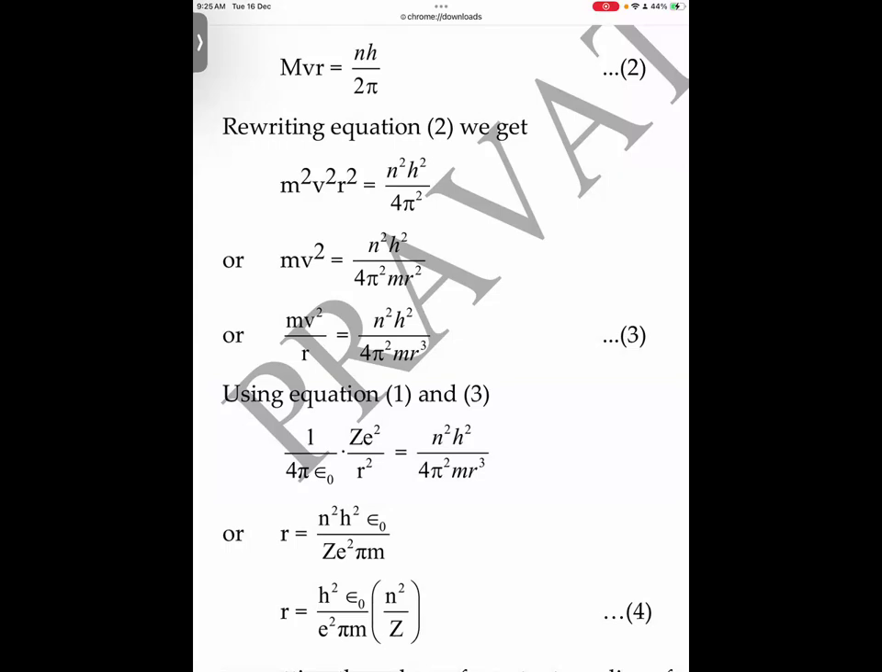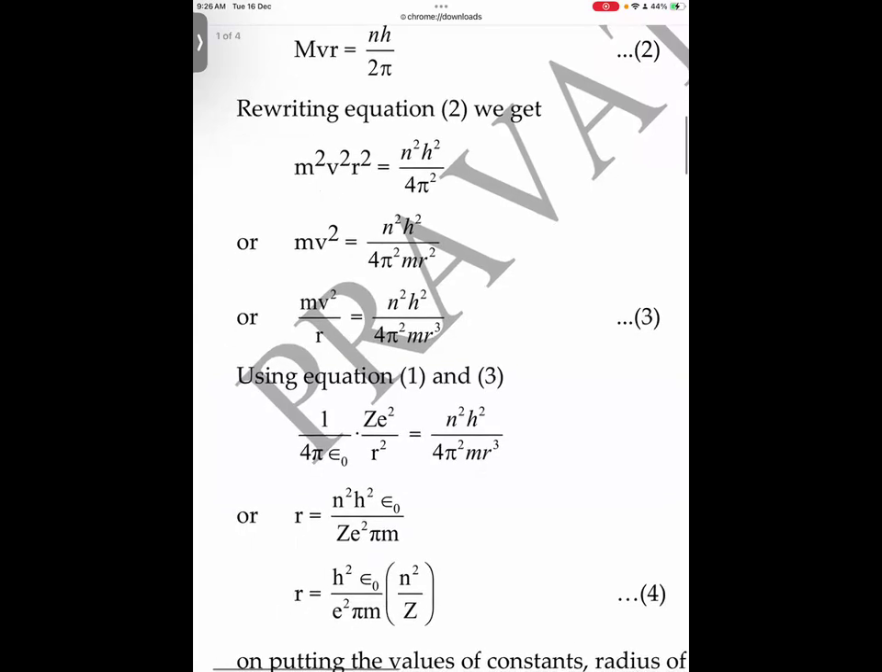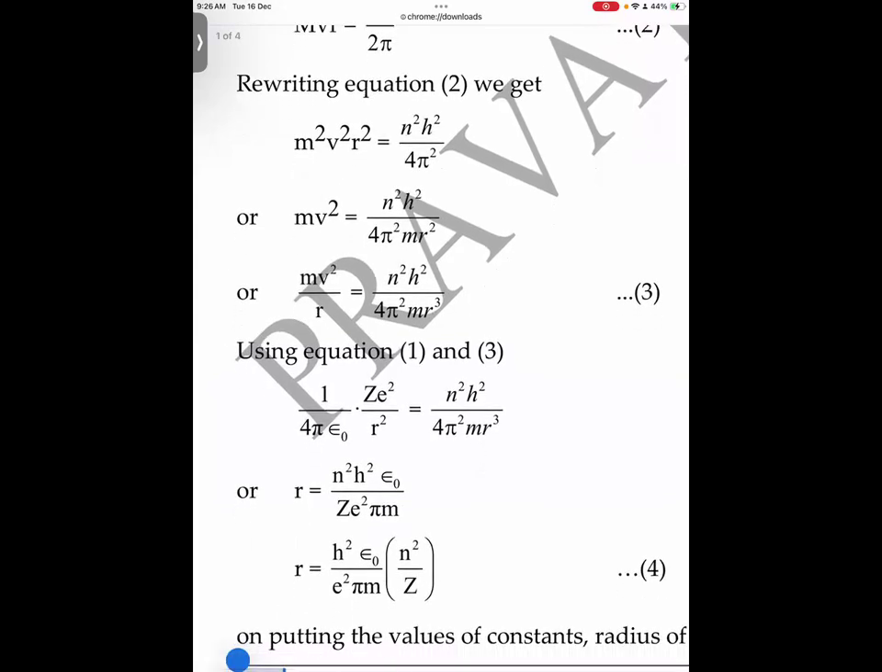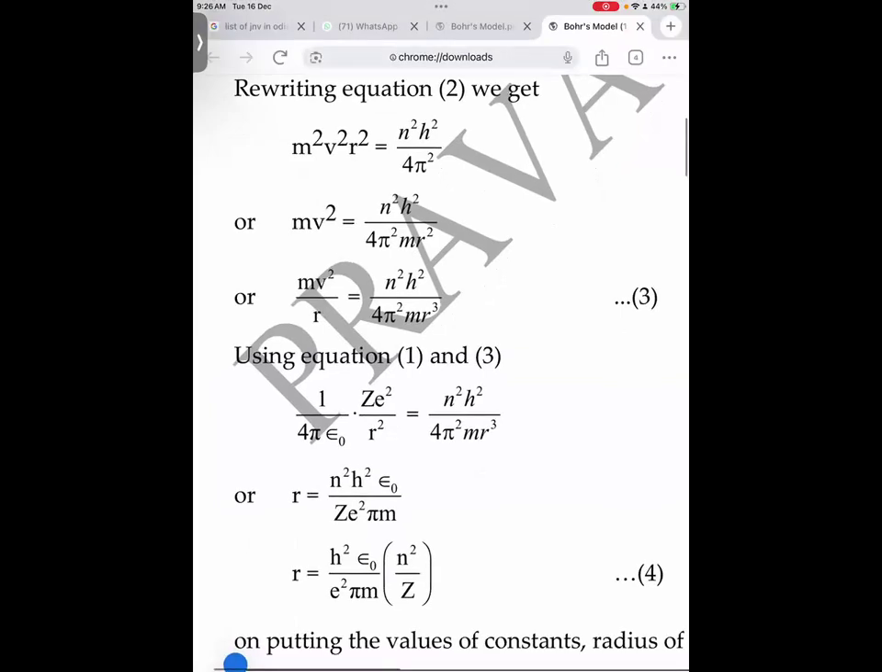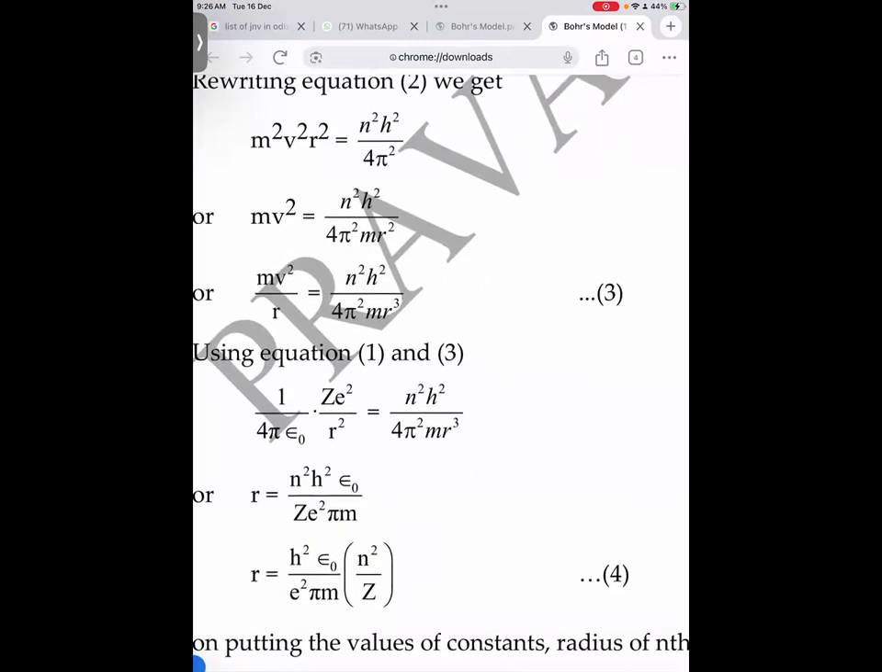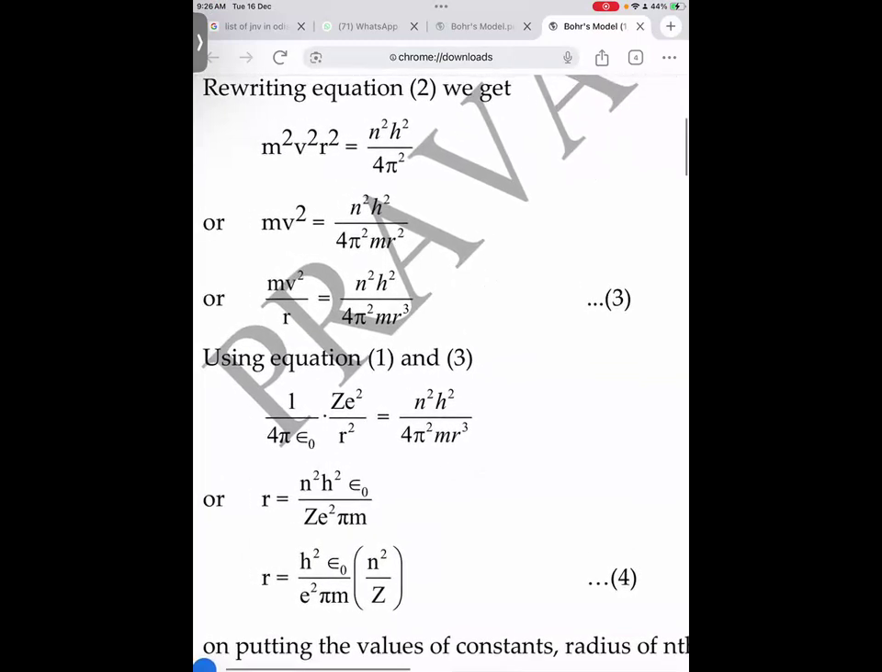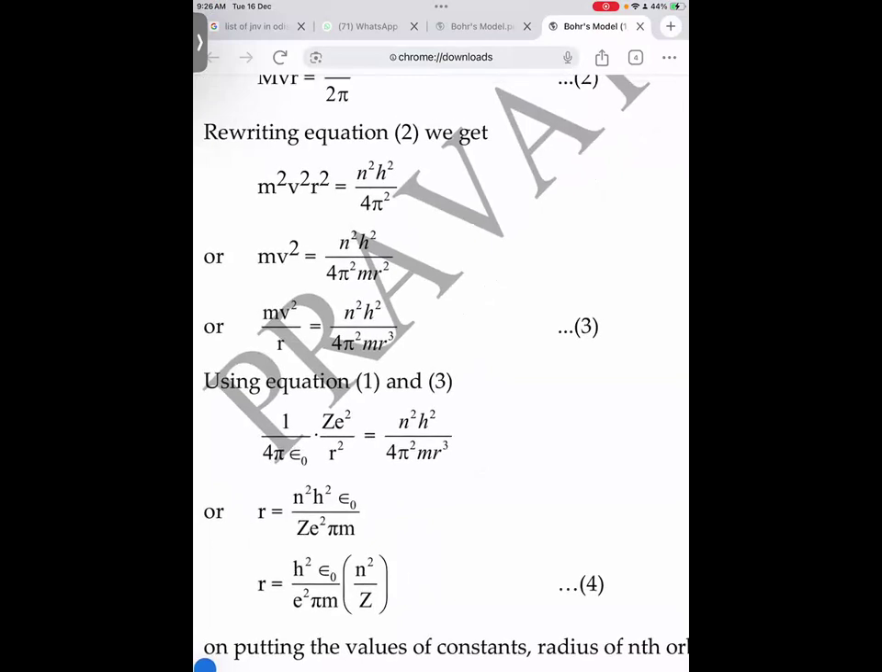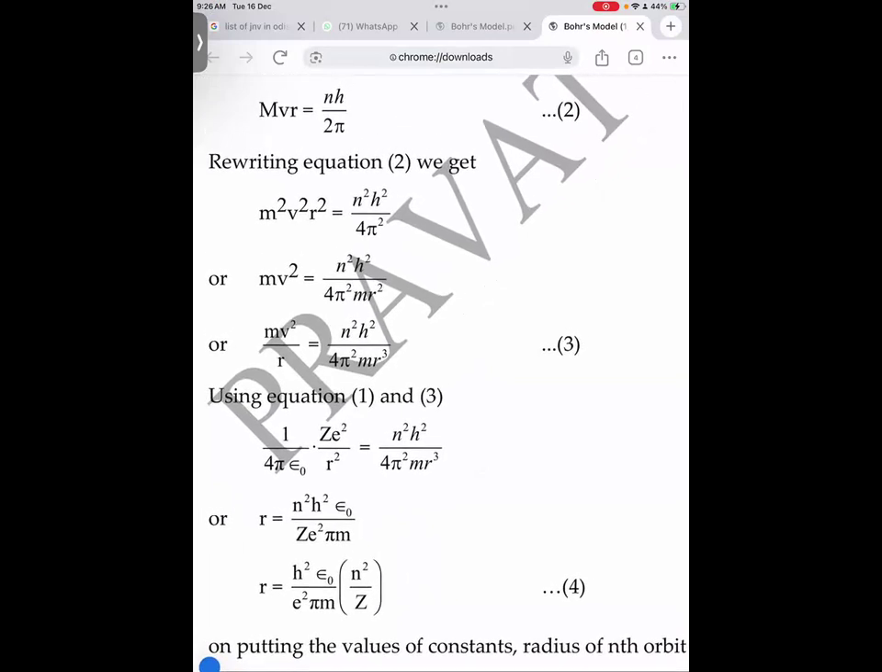And if we solve for r, r is coming n square h square into epsilon divided by pi into m z e square, or r equal to this. Okay, so z square upon n. On putting the values, we can get this.